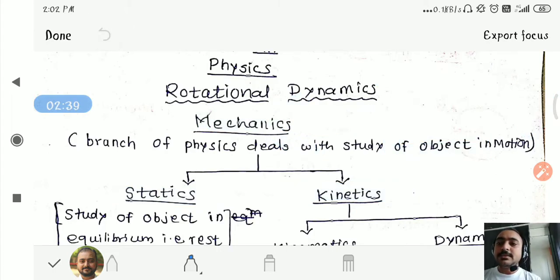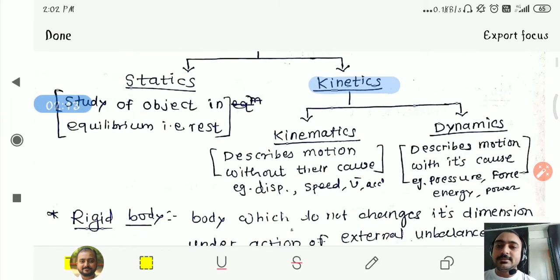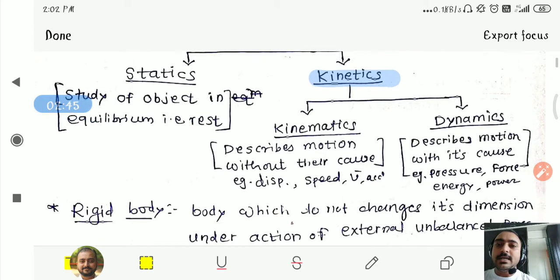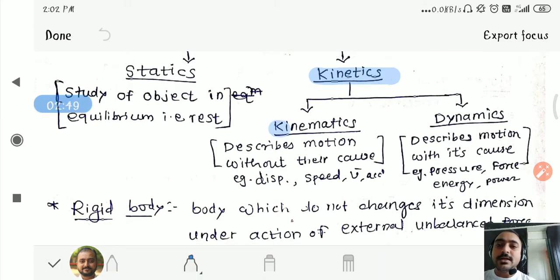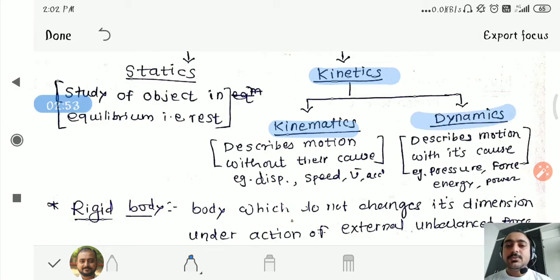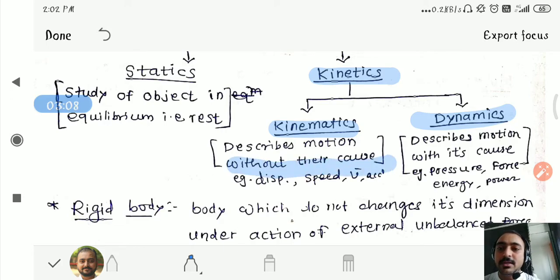After that, the next branch is known as kinetics. Kinetics again has two sub branches. One is called kinematics and the other is called dynamics. So what about kinematics? Kinematics is the branch of physics which deals with the study of motion of the object without considering their cause. What is the main word here?